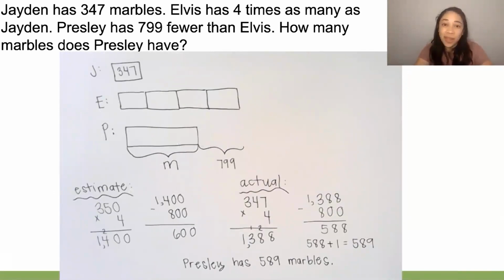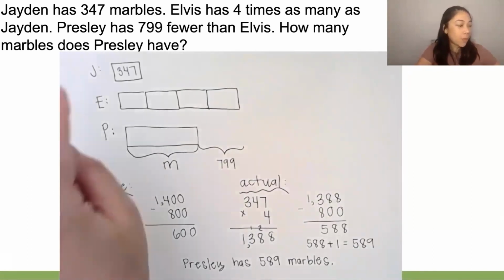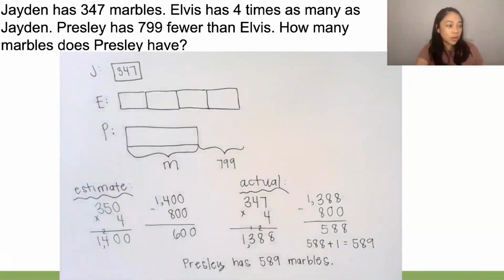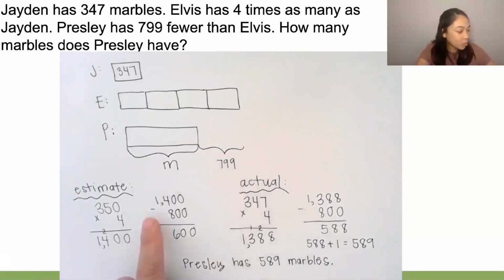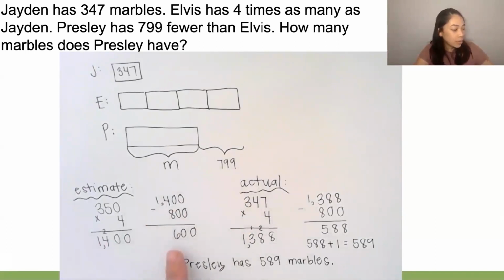Here you can see that before I actually solved, I went ahead and estimated what I thought my answer could be. So I first solved by estimating around how many marbles that Jaden had, which is 347. That's about 350. So I then multiplied by 4, since that's how much Elvis has, and that is 1,400. Now Presley has 800 less than that. It's actually 799, but again, I estimated. And so I subtracted 1,400 minus 800, and that equals 600. So I know my answer is going to be around 600 marbles.